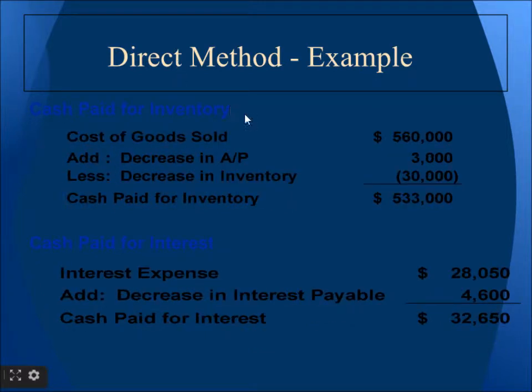Similarly, for cash paid for the inventory, we know that the cost of goods sold is 560,000. If you go back in the sheets, you will be able to see this is given: 560,000 cost of goods sold.